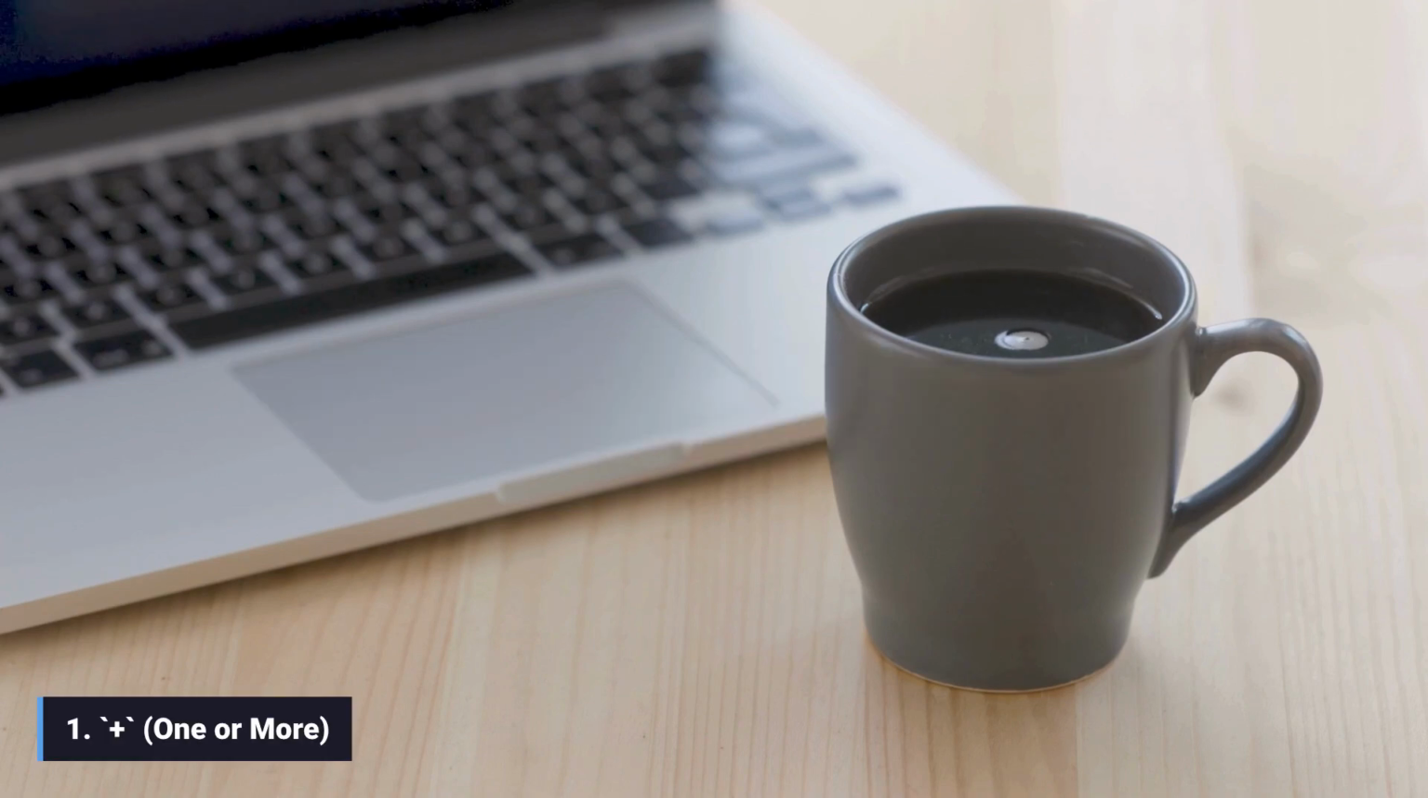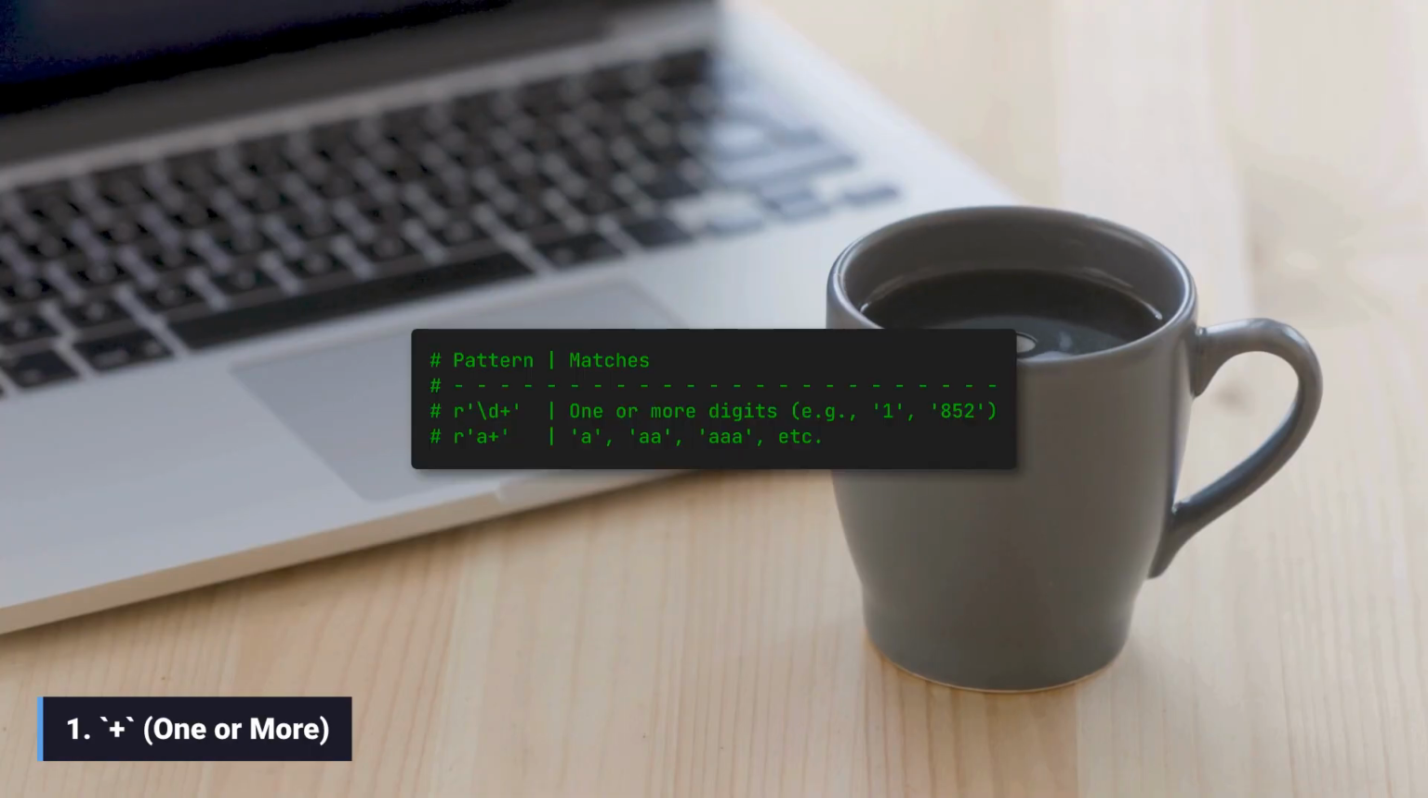1. The plus sign, which means 1 or more. When the plus sign follows a character or a sequence, it instructs the engine to match 1 or more continuous occurrences of that element. For instance, the pattern \D+ will match any string of digits, such as 1, 12, or 12,345. It is non-optional. At least one match is required.